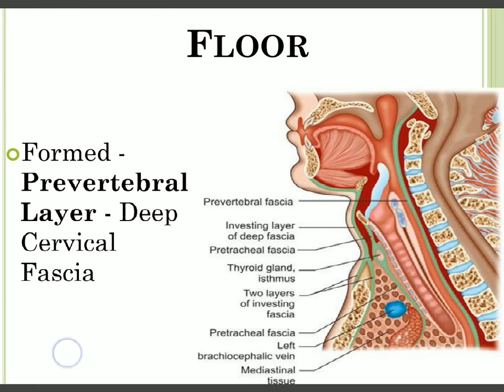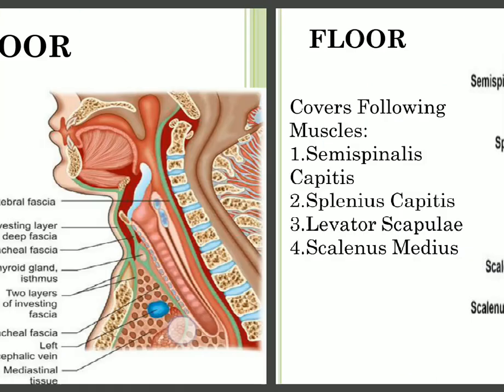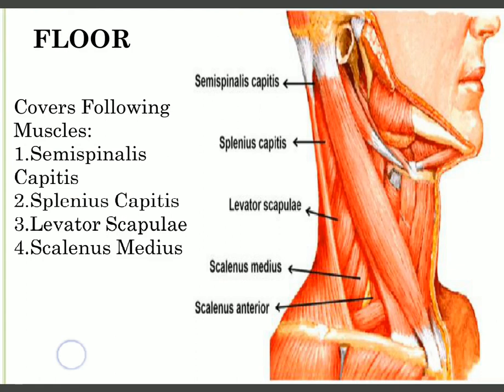The floor of the triangle is formed by another layer of the deep cervical fascia, which is the prevertebral layer, a layer just in front of the vertebral column. That is why it is known as the prevertebral layer. It forms the floor and it gives covering to all these four muscles. These four muscles form the floor of the posterior triangle, and these muscles are covered by the prevertebral layer of the deep cervical fascia. So the muscles are semispinalis capitis, splenius capitis, levator scapulae, and scalenus medius.